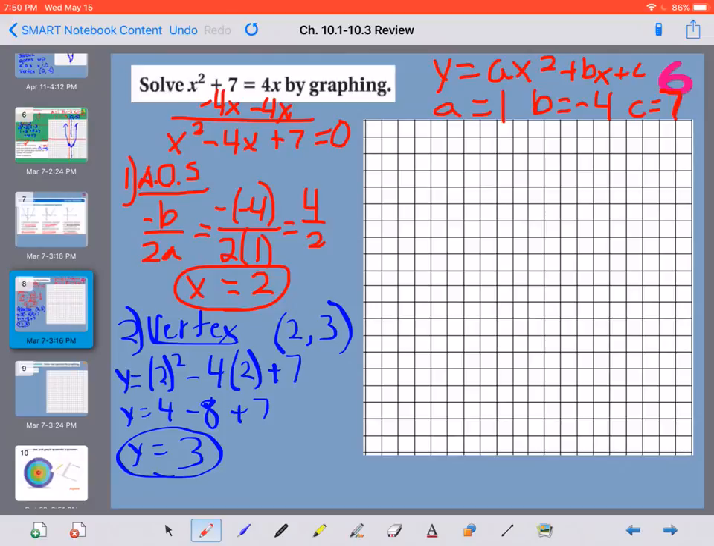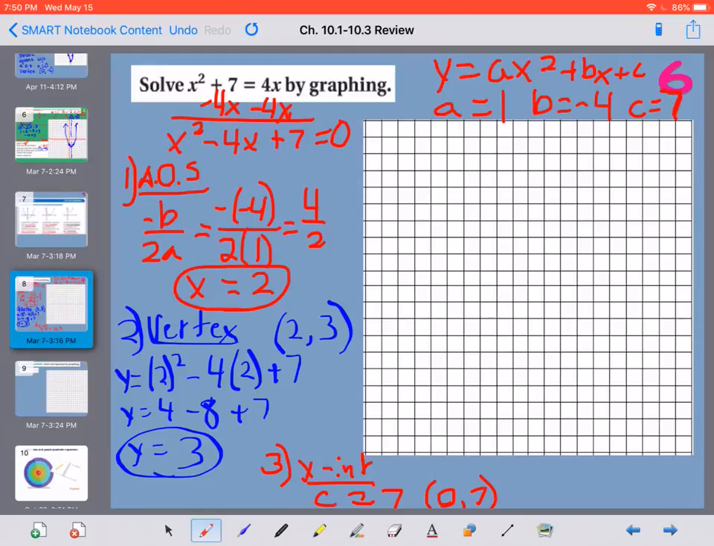Next comes our y-intercept. Our y-intercept is going to be c, and c equals a positive 7. So our y-intercept is going to be (0, 7).